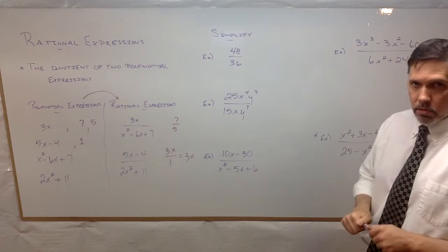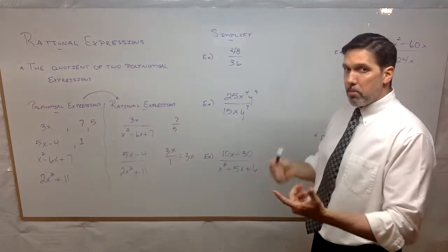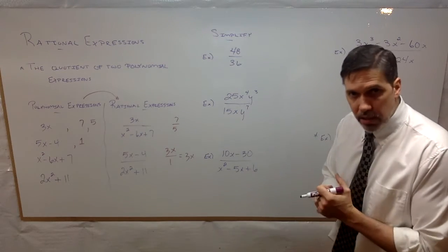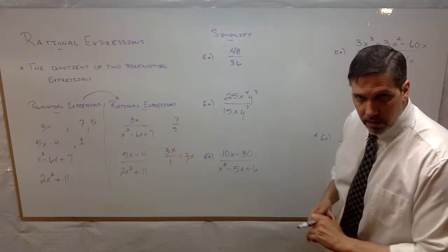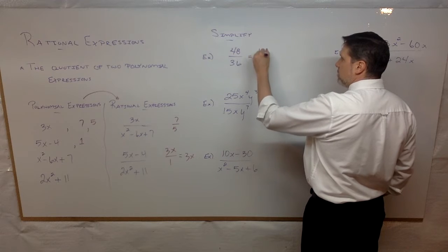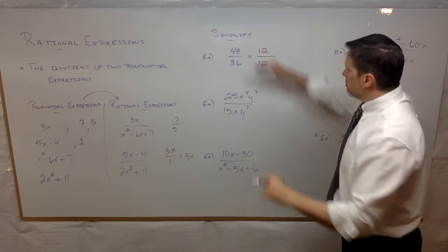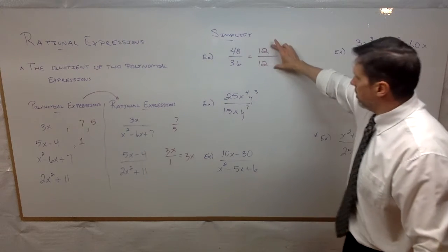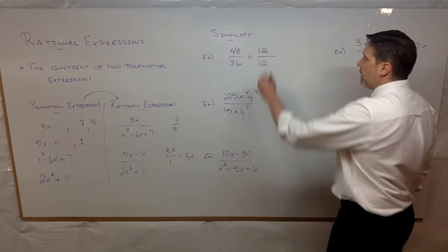Now, the way you do it now might be a little bit different from how I'm going to show it, but the quickest way, the best way, is to always look for the greatest common factor. The greatest common factor of 48 and 36, I believe, is 12. So we can write each part of this fraction, the numerator and denominator, as 12 times something. Right? So 12 is the greatest common factor.